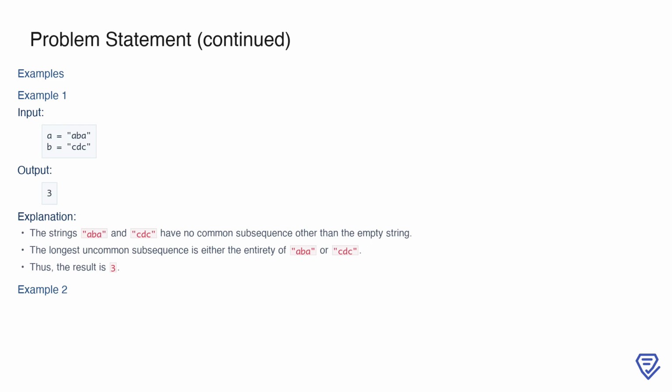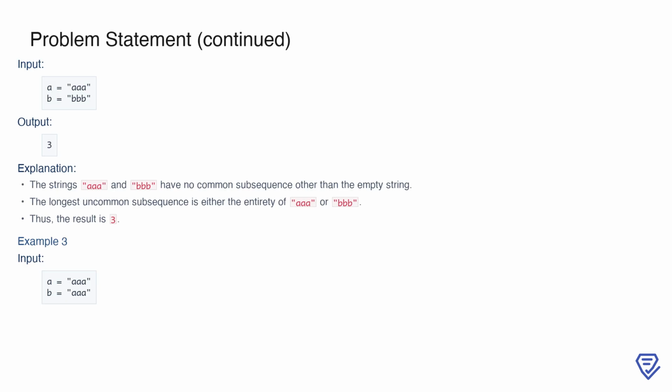In another example, the input strings are A equals AAA and B equals BBB. Similar to the previous example, these two strings have no common subsequence other than the empty string. This means the longest uncommon subsequence is again the entirety of one of the strings. Since both strings have the same length, the result is 3, which is the length of either AAA or BBB. This case reinforces that when strings are completely dissimilar, we can simply return the length of one of them as the result.